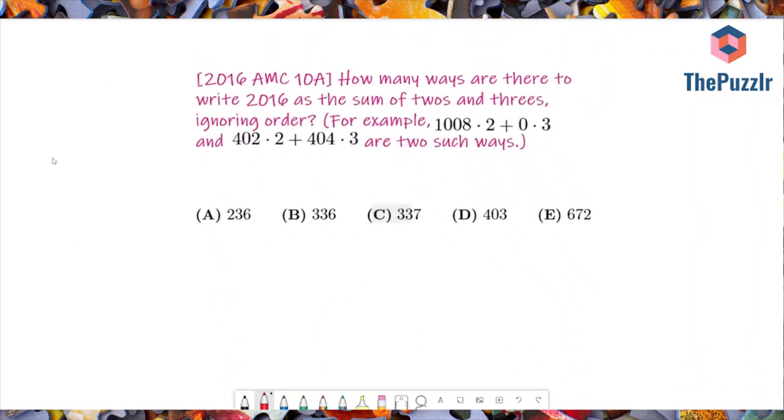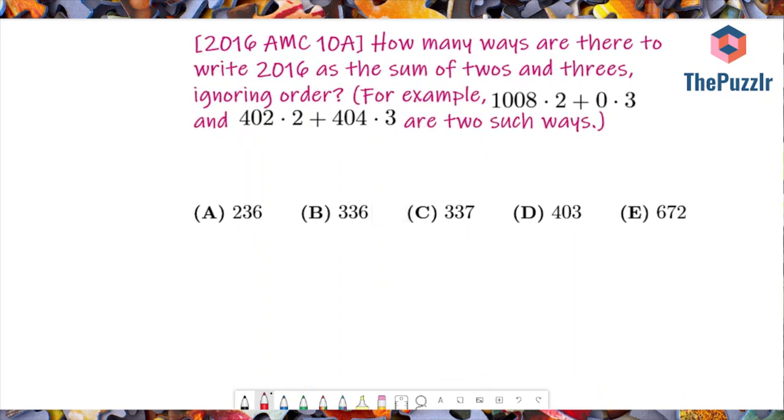2016 AMC 10A. How many ways are there to write 2016 as the sum of 2s and 3s, ignoring order? For example, 1008 times 2 plus 0 times 3 and 402 times 2 plus 404 times 3 are two such ways. Well, first of all, just to see what we're dealing with, is 2016 divisible by 2? Yes, it is because the last digit is 6. And is it divisible by 3? To be divisible by 3, you add up the digits, which is 9. Is 9 divisible by 3? Yes. So we know that 2016 is divisible by both 2s and 3s.